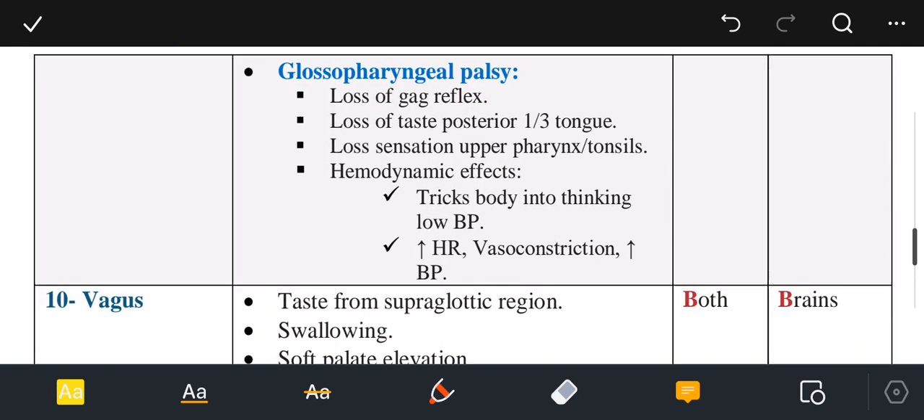If there is damage to the glossopharyngeal nerve, there will be loss of gag reflex. Then there will be loss of taste from the posterior 1/3 of the tongue, loss of sensation from the upper pharynx and tonsils. There will be hemodynamic effects, tricking the body into thinking that they have low blood pressure. There will be high heart rate, vasoconstriction and increased blood pressure.